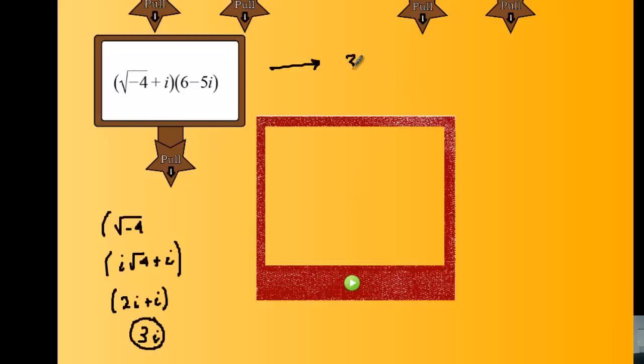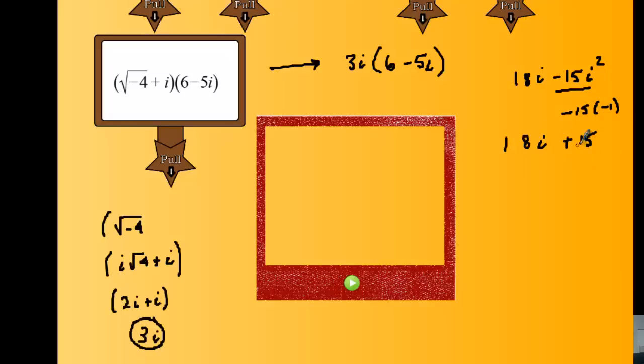So I'm going to have 3I times 6 minus 5I. Now we just have a simple distributive property problem that we can finish up. So 3 times 6 is 18I, and then I have 3 times -5, which is -15, and then I have I times I, which again is I squared. But what does I squared simplify to? -1. So this is -15 times -1, which is positive 15. So that ends up being 18I plus 15. That would be the answer.